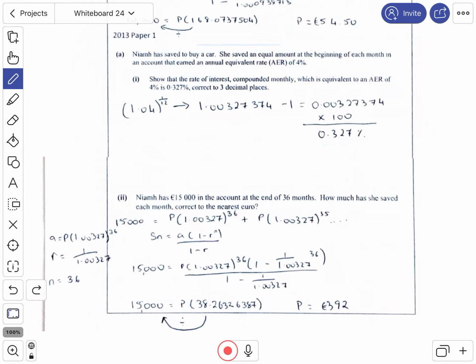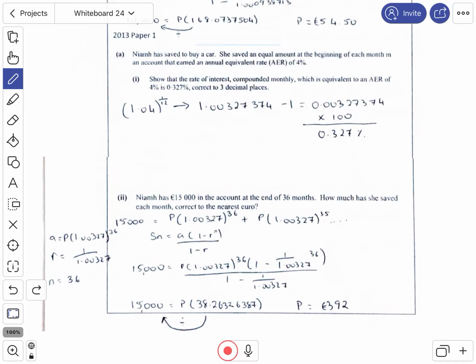Part 2 of this question then says, Neve has 15,000 in an account at the end of 36 months. How much has she saved each month? So again, months. Step 1 was change everything into months. We have our time in months. We have our interest in months. So we've done our step 1. Step 2, we need to write out the pattern.